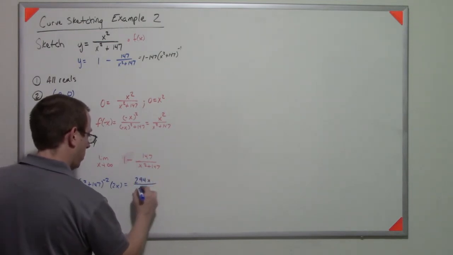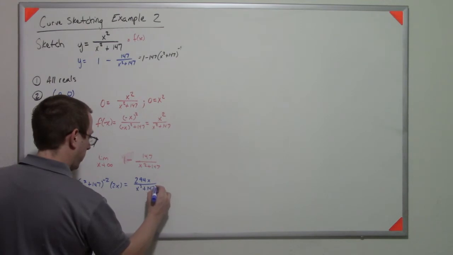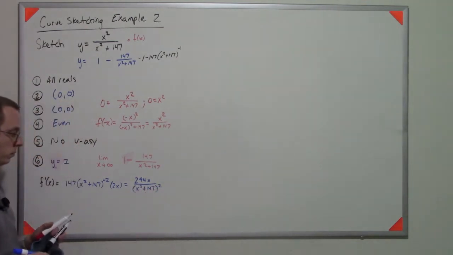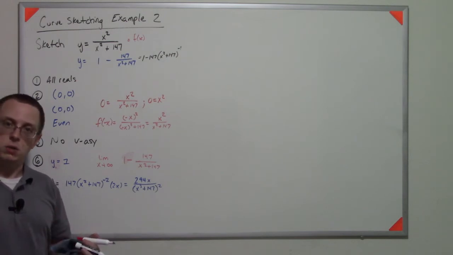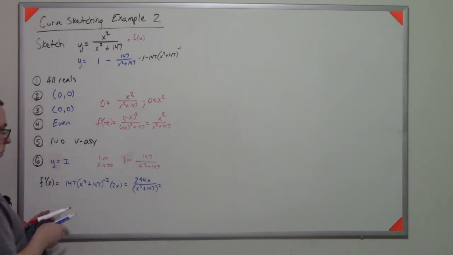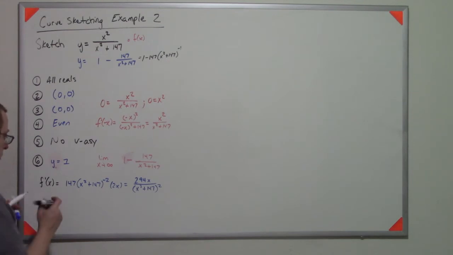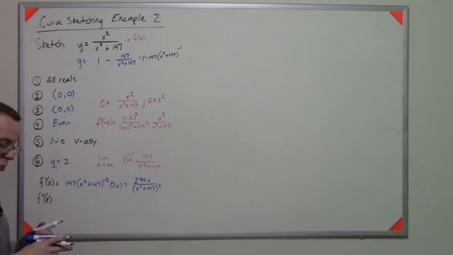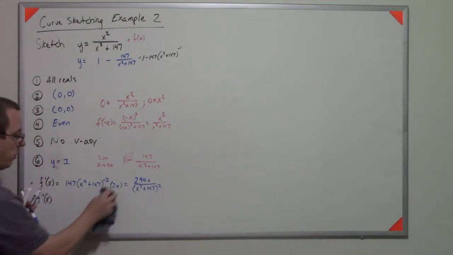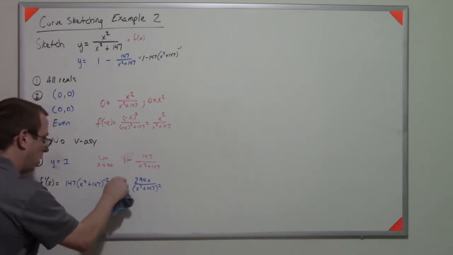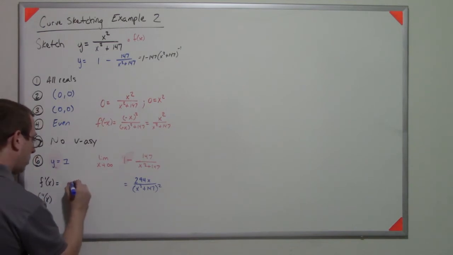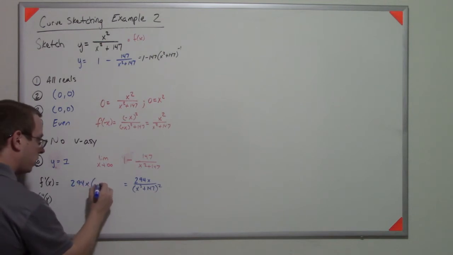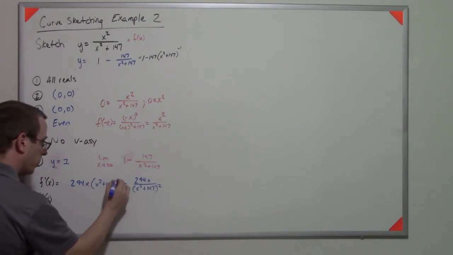294x over (x squared plus 147) squared. Now we can continue this with f double prime. So for f double prime, I'm going to use this, and I'm just going to do a product rule. So I'm going to say 294x times (x squared plus 147) to the negative 2.